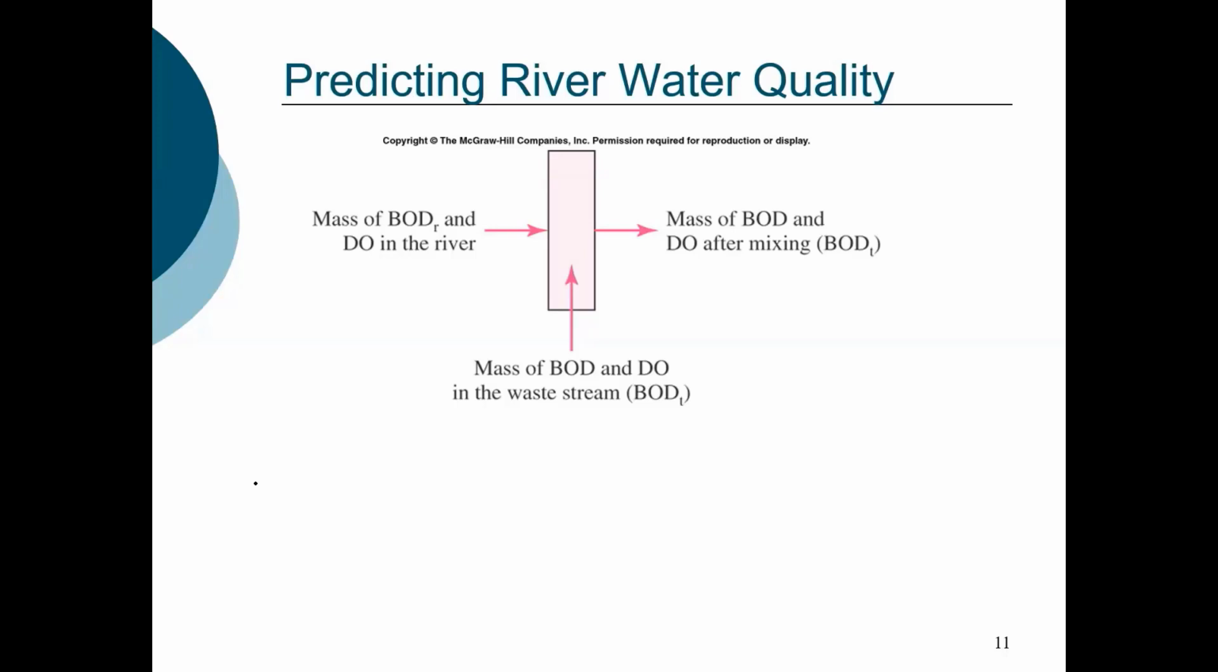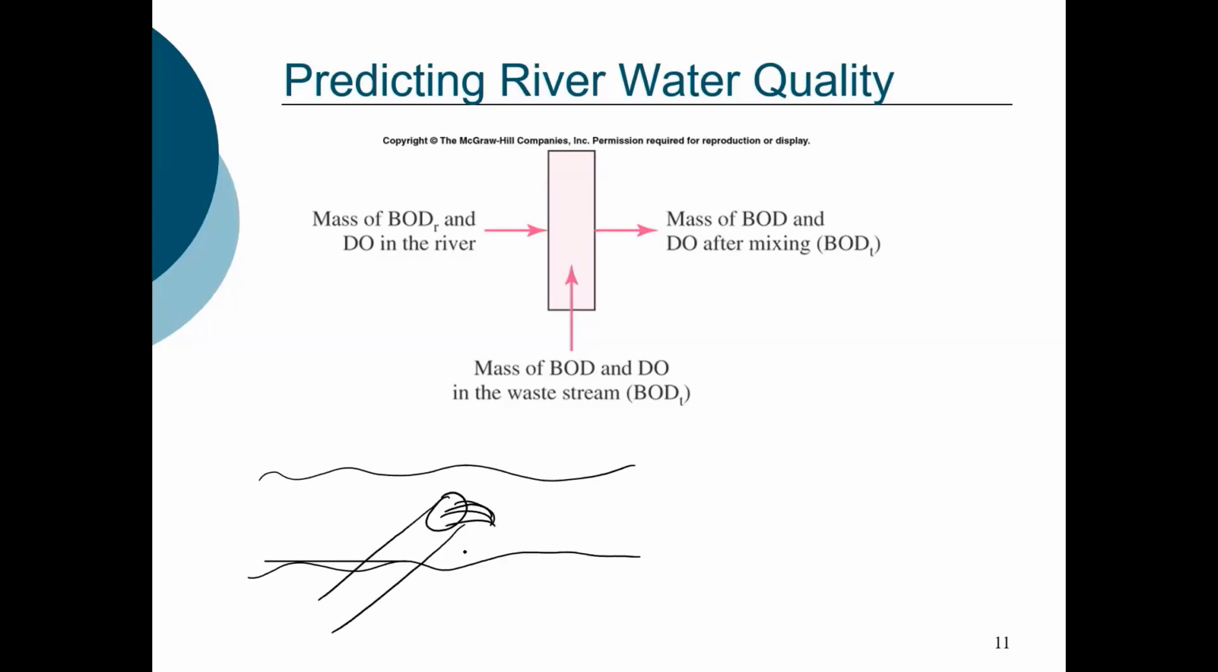So think about this as we have a river, we have an outfall, so let's say from the wastewater treatment plant. We have the biochemical oxygen demand in the wastewater. We have the dissolved oxygen in the wastewater. We have the BOD upstream from the outfall, so river flow in this direction. We have a dissolved oxygen upstream. We can calculate the BOD downstream and the dissolved oxygen downstream.